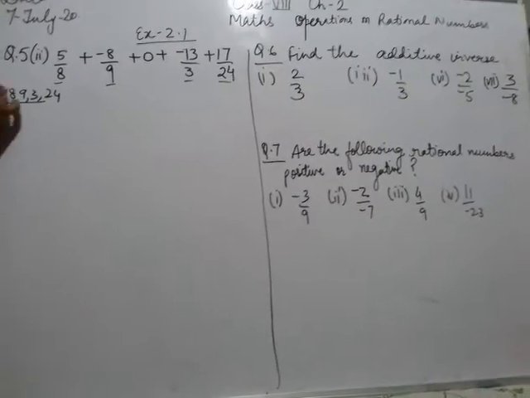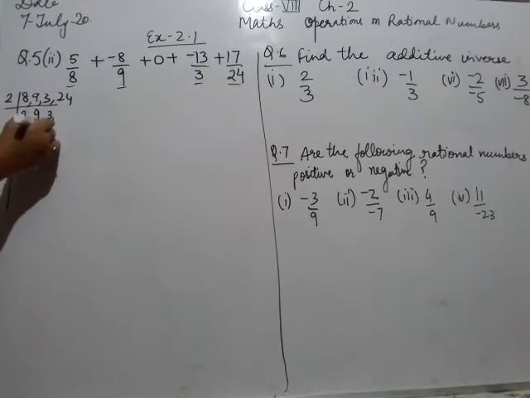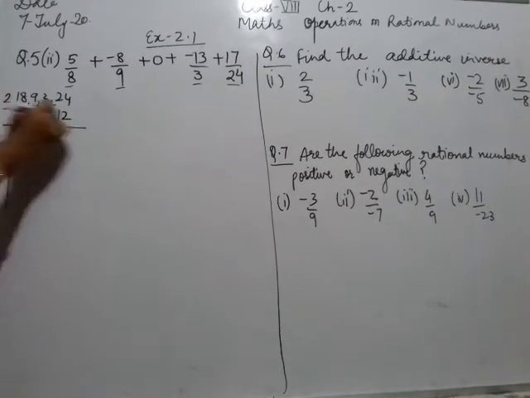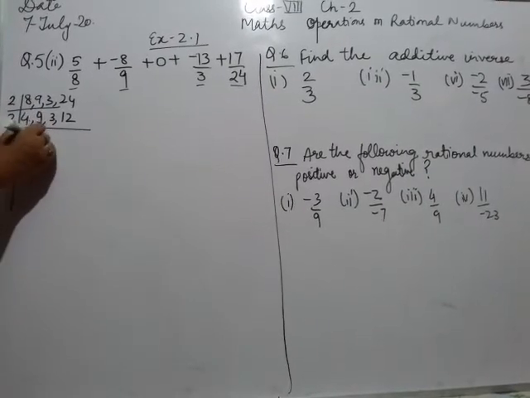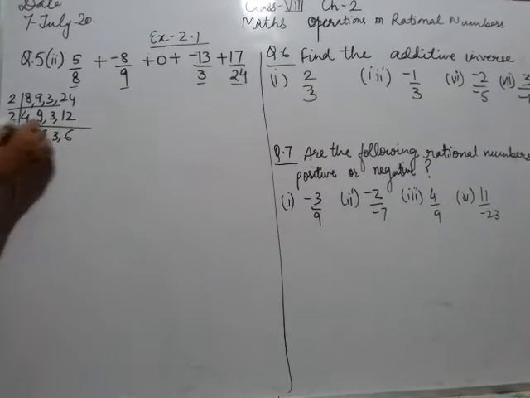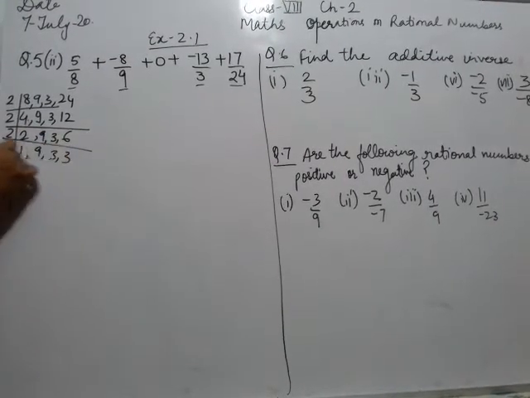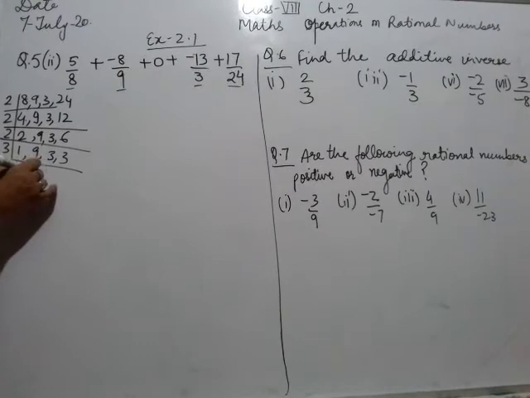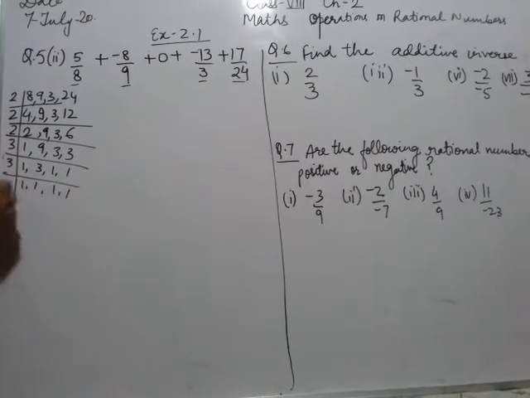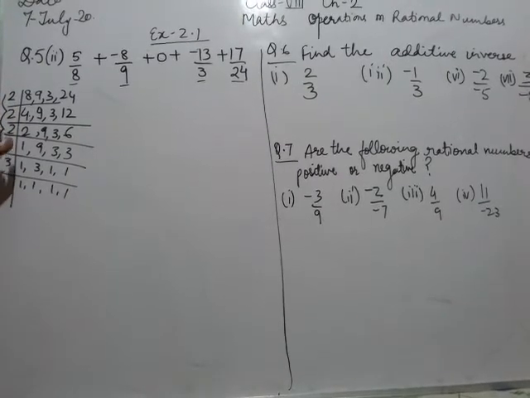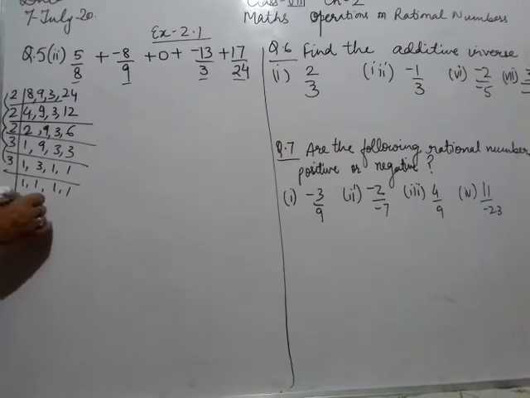So 2 2s are 4. Then 9 will remain as it is. 3 will remain as it is. 12 2s are 24. Then again by 2. Sorry, it will be 4. So 2, 9, 3, 6. Again by 2, 1, 9, 3, 3. Then 3, 1, 3, 1, 1. Then 3. So now 2 2s are 4, 4 2s are 8, 8 3s are 24, 24 3s are 72. So the LCM is 72.